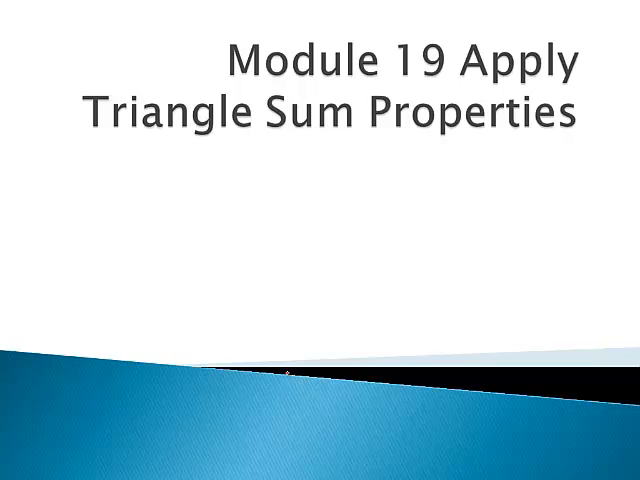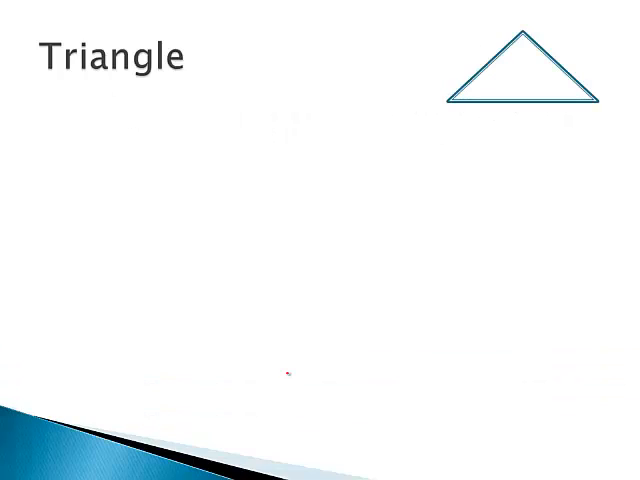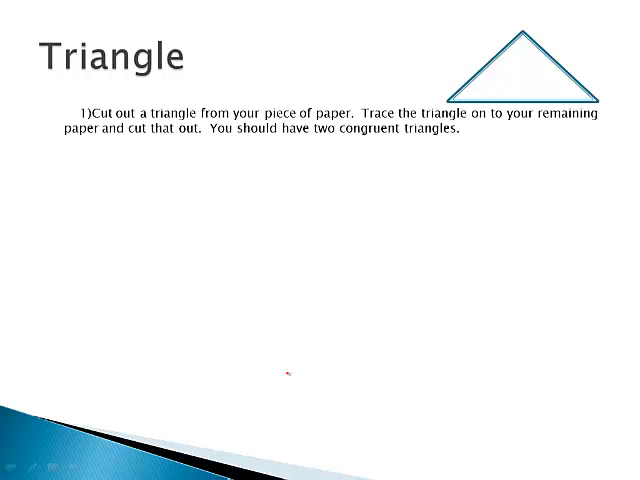Okay, this is Module 19, Apply Triangle Sum Properties. The first thing I want you to do is take a piece of paper and draw a triangle on that piece of paper. Cut out the triangle, and again trace that triangle on the remaining paper and cut that out. So you should have two congruent triangles.